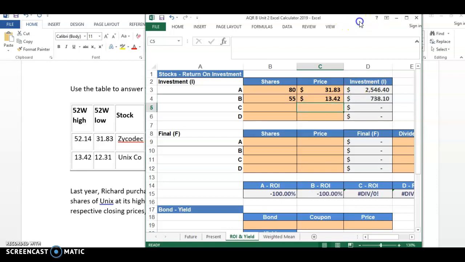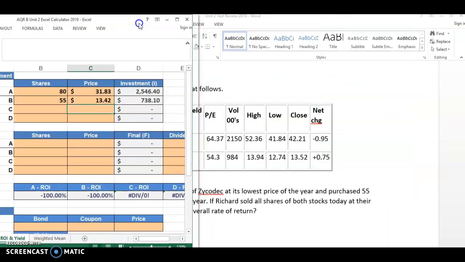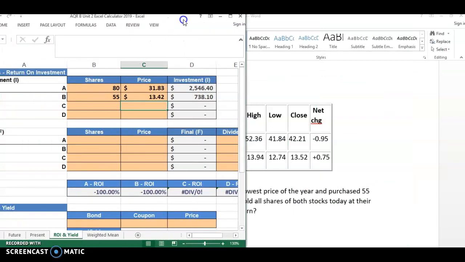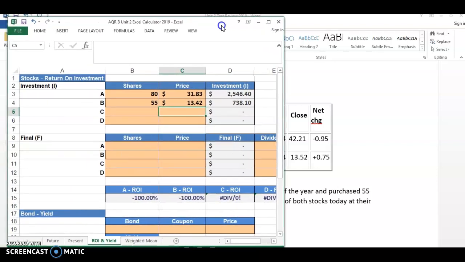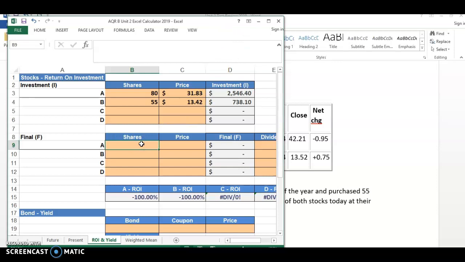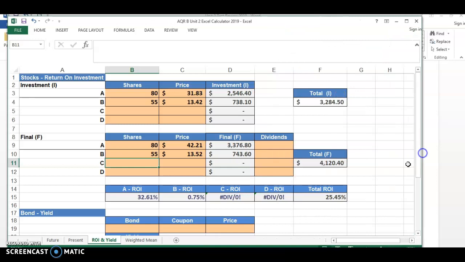Now it says that he sold them today at their respective closing prices. So I'm just going to look and see, okay, here are their closing prices. I'm going to put the 80 shares for the first stock, closing price was $42.21. Then 55 shares of the second stock at $13.52. And we want to know what our overall rate of return is. So if you notice right here, it shows the total rate of return. So the total rate of return here would be 25.45%.